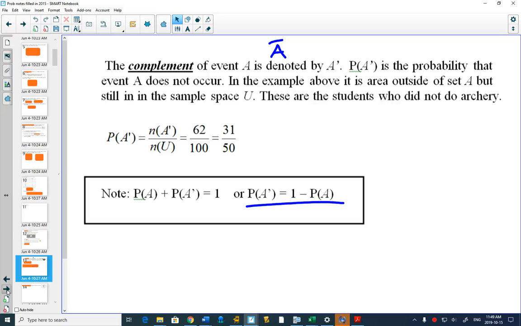And if you rearrange that formula, you can either get probability of not A is 1 minus probability of A, or you could get probability of A is 1 minus the probability of not A. And we'll use that strategy because sometimes a question will ask you, what's the probability of A? And it's really complicated to figure it out. But it's really easy to figure out the probability of not A. So if it's really easy to figure out the probability of not A, you can just do 1 minus that, and you'll be left with the probability of A.